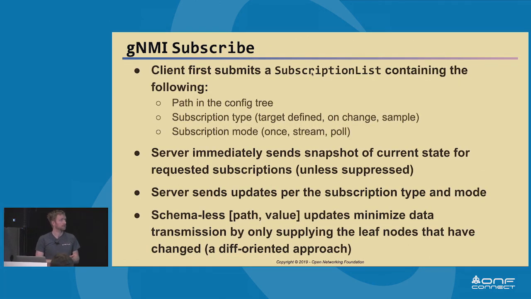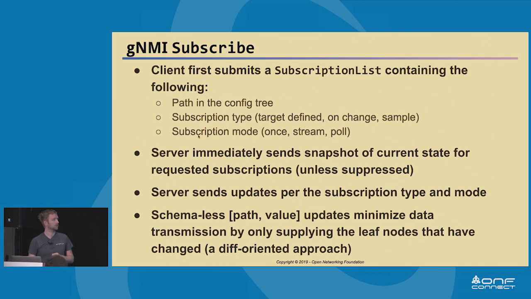So let's talk about subscribes. So gets are pretty easy. You request a path, you get back a path and a set of values. For subscribes, the client is going to submit a subscription list containing a path that they're interested in, and a subscription type. So those types are target defined, meaning when you want to, send me an update. On change, which means if there's a change in value, like port up to port down, send me an update, or sampling. And sampling means periodically I want you to send me updates.